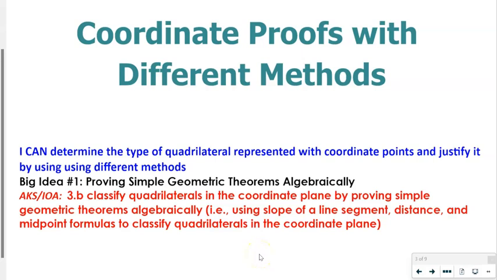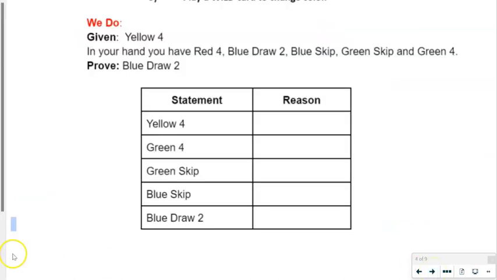In this video today, we're going to do coordinate proofs with different methods. By the end of today, you're going to be able to determine the type of quadrilateral represented with coordinate points and justify it by using different methods. We're going to talk a lot today about the term proof, okay?